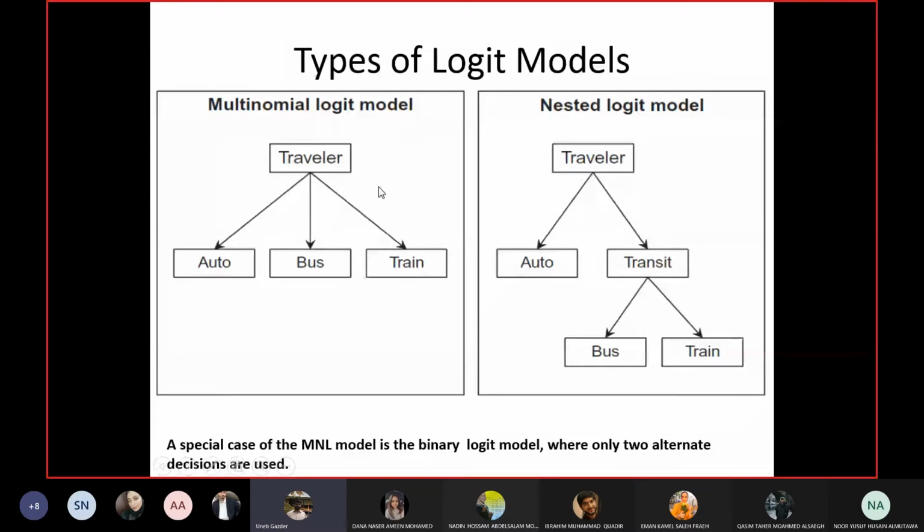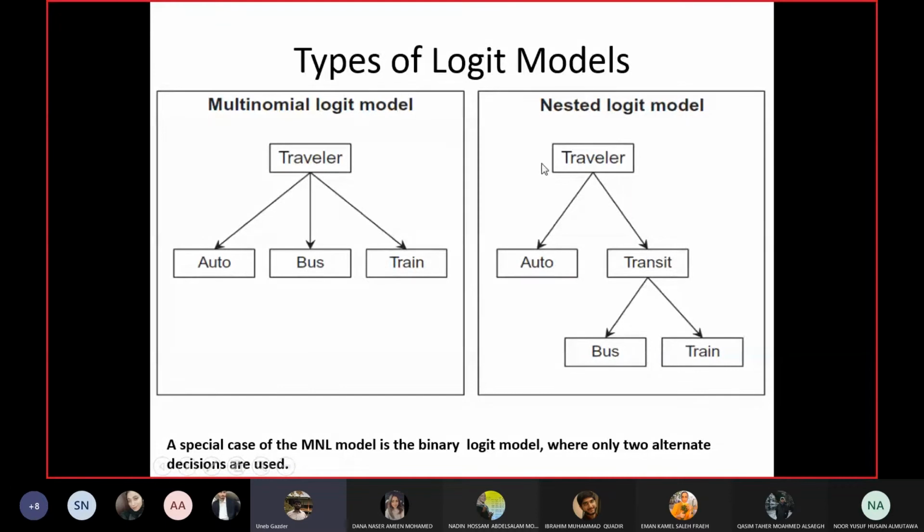Multinomial means when you are considering more than two choices. For example, you have auto, which is the car, and bus and train. So this becomes a multinomial model. If you include more choices in that, it will still remain multinomial. So more than two choices is multinomial.